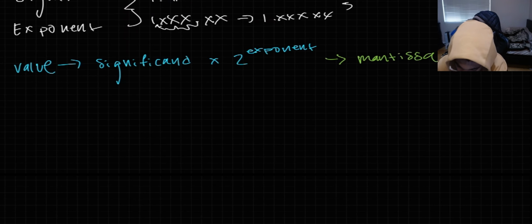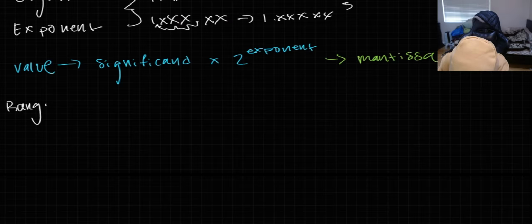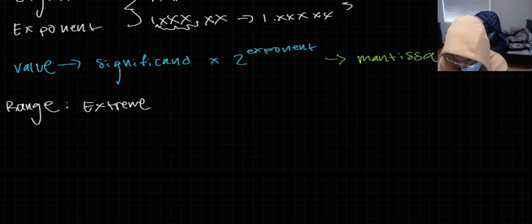Now, there's 4 main parts when it comes to evaluating floating point values. We have first range. We can think of this as the extreme positive and negative values. And if you want a simpler explanation, think of it as your number line. So extreme negative and positive values. Your number line.